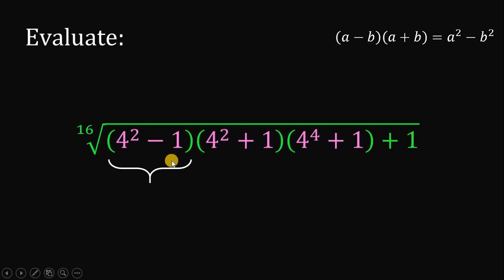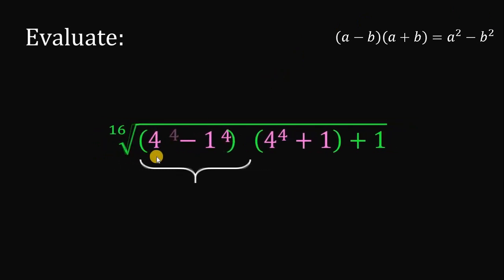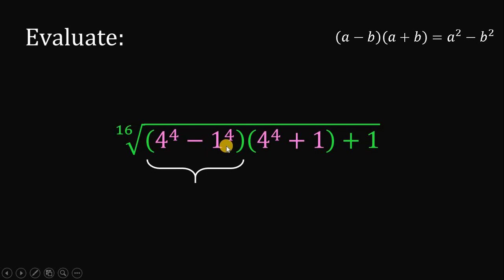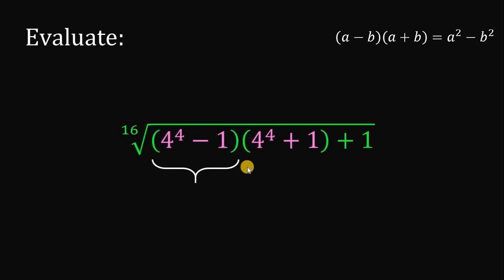Now, let's focus on the product of these two expressions, 4 squared minus 1 and 4 squared plus 1. Again, if we use this special product, this is equivalent to just 4 raised to the 4th power minus 1 raised to the 4th power. And again, 1 raised to the 4th power is just 1.